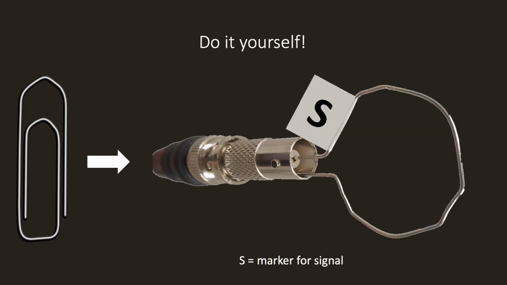Here we suggest a simple solution which enables you to measure the current direction of your coils yourself, using a simple paperclip which you can fold into a self-made loop probe. The loop probe is attached to a connector which is attached to a BNC cable.